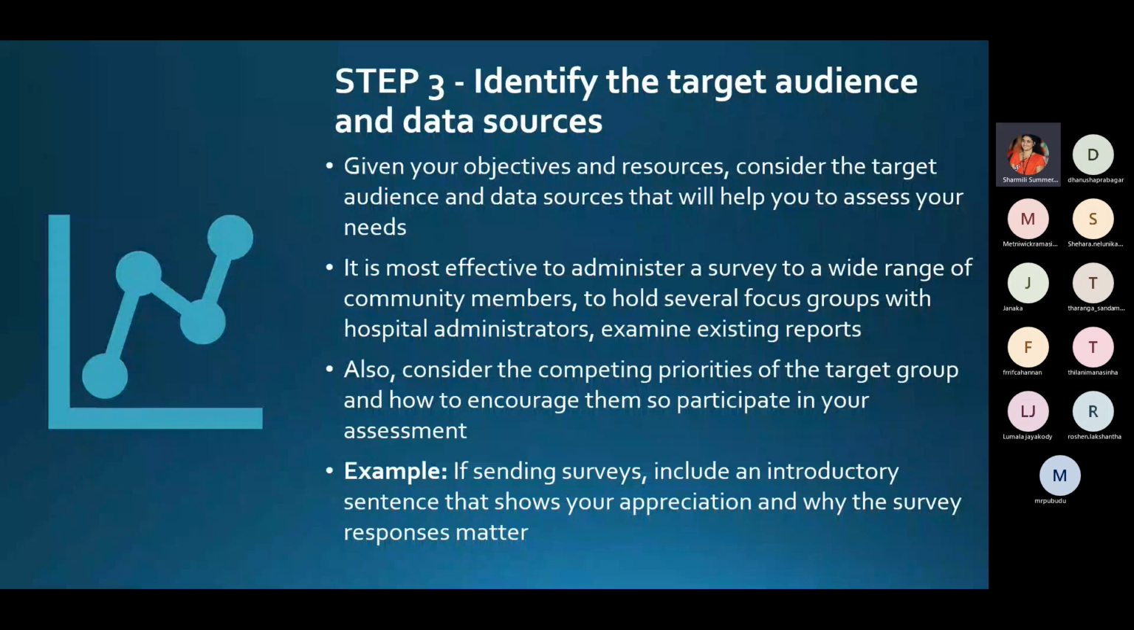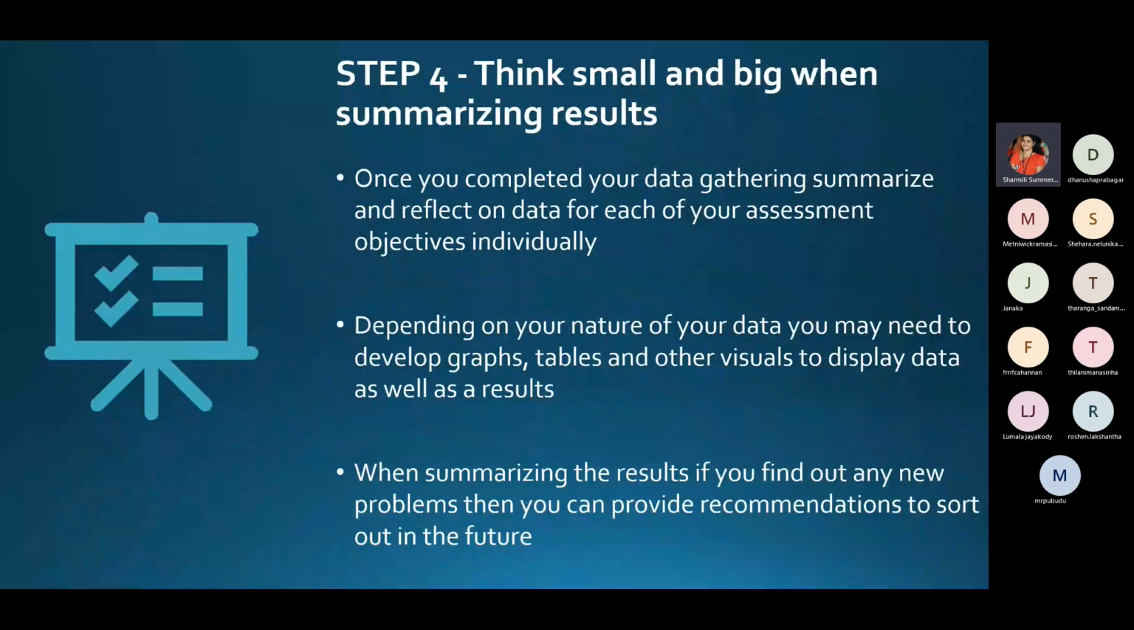Then we'll focus on step 4, right? Step 4 is telling us to think small and big when summarizing the results. Up to step 3, first we identify the object, that means prior to the assessment. Steps 1, 2, and 3 mainly focus on the assessment, that means gathering the information.